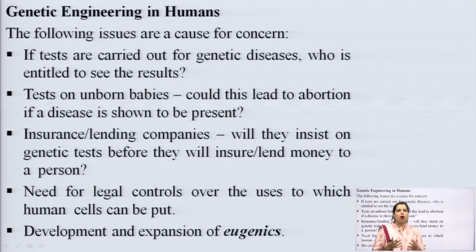Insurance and lending companies: will they insist on a genetic test before they lend money to a person? Tests on unborn babies: could this lead to abortion if a disease is shown to be present? So, these are different side effects. Basically, ethical issues depend on the side effects, which are considered a more important aspect of this genetic engineering process. Need for legal controls. There is no standardization procedure as such for inserting human enzymes into other sources such as animals, food and plants, right. Development and expansion of eugenics.